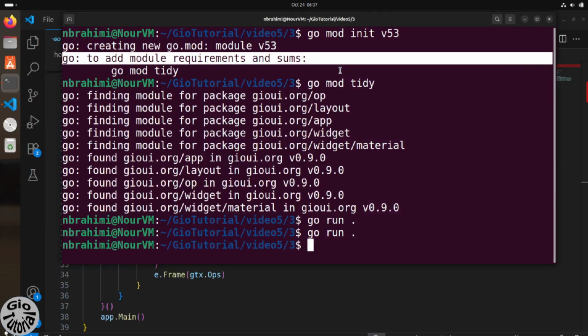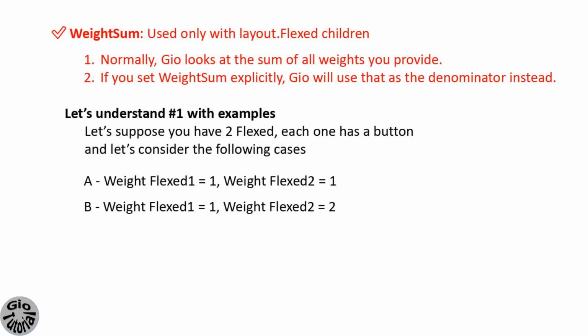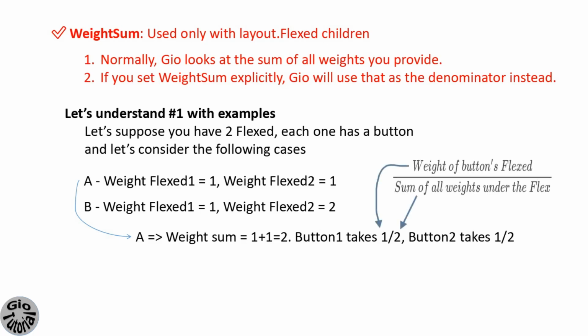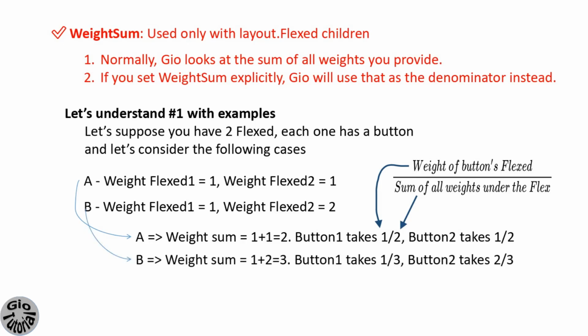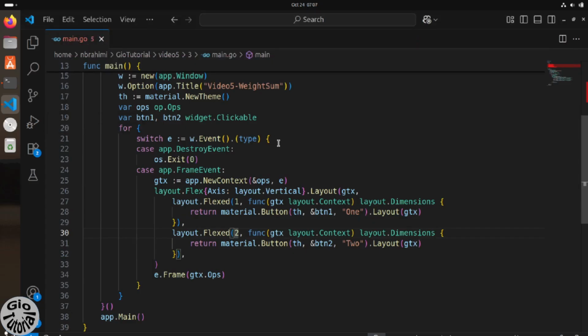Let's go back to the theory and reconcile and conclude. The sum of the weight for case A is 2, so button 1 takes 1 divided by 2, or half, so each button takes the weight of its flex divided by sum of the weights. Let's apply for case B. Button 1 takes 1/3 and button 2 takes 2/3. Let's use WeightSum parameter now and see what is the effect.